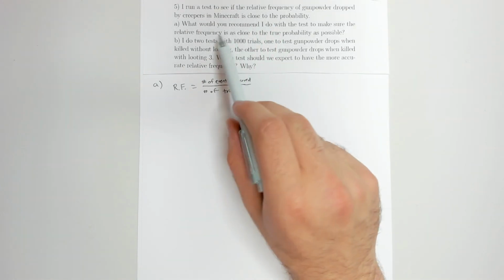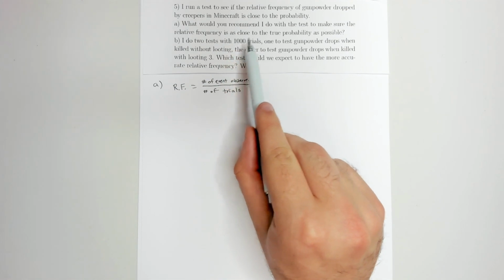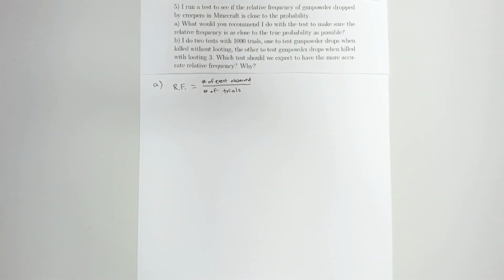We want to see if the relative frequency of creepers that dropped one gunpowder is close to the true probability, and the relative frequency of creepers that dropped two gunpowder is close to the true probability, and so on and so forth. So that was the point of the test. And so part A says, what would you recommend I do with this test to make sure the relative frequency is as close to the true probability as possible?